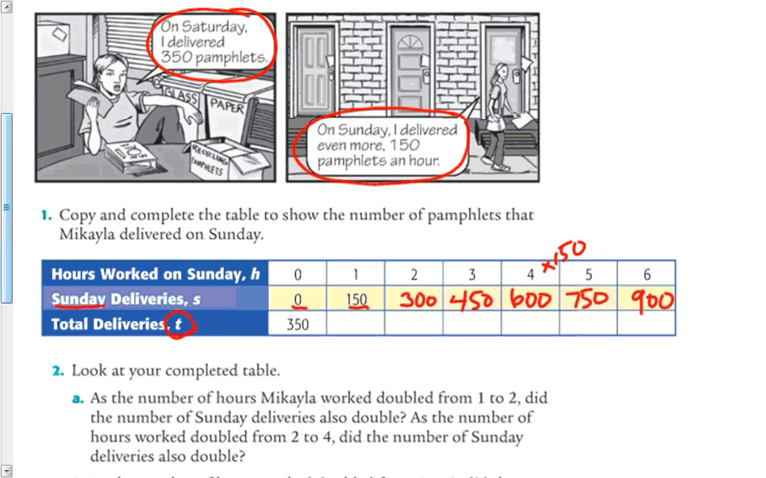Okay, now the other part of the table I'm going to fill out is the total number of deliveries, and we use the variable t to represent that. The total number of deliveries includes the ones delivered on Saturday. So on Saturday there are 350. So when we start at 0 hours on Sunday, when we're talking about the total, we've already delivered 350. And then we're going to increase that total by 150. So I'm going to keep adding 150 to that. And I get these numbers. 800 plus 150 is 950, plus 150 is 1100, plus 150 is 1250.